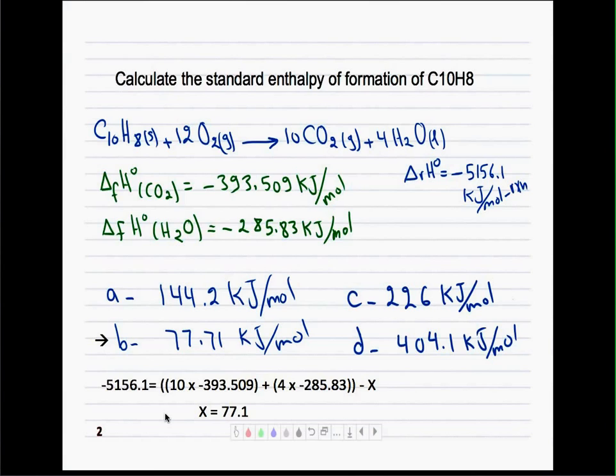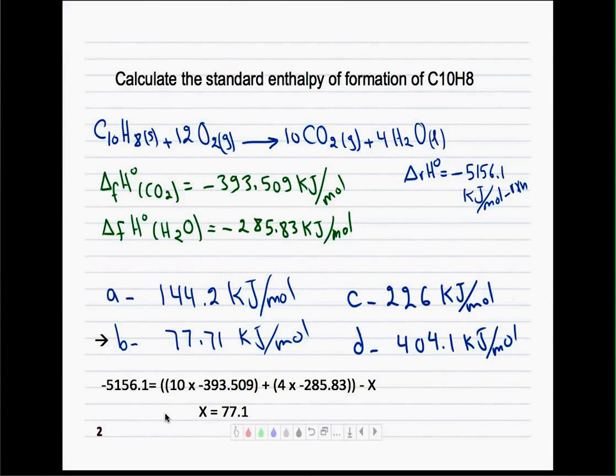So first of all, we need to understand the question. The question is asking about the delta HF of C10H8. And you're given delta HR. In all the examples that we did before, we don't have delta HR, we're calculating delta HR. So it's just a slight difference in this question.